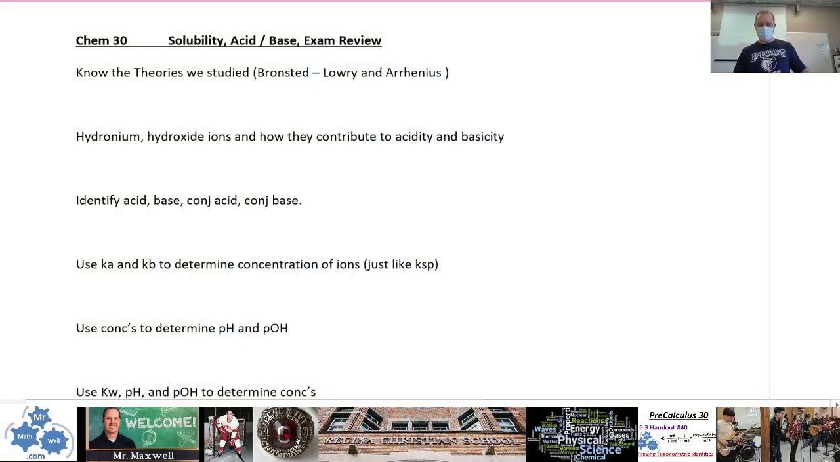All right, so we'll take a look at this. It's a bit of a review for the solubility and acid-base exam. I went through the notes and highlighted some of the important things that we covered. If you have questions, please ask. But I'm just going to go over it real briefly. I left space there for you to write notes, examples, diagrams, whatever you need to do to study.